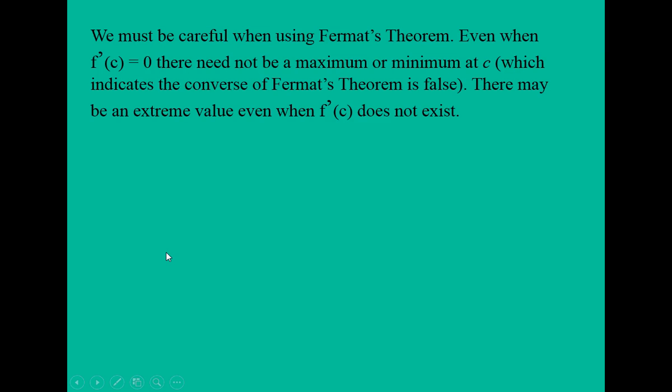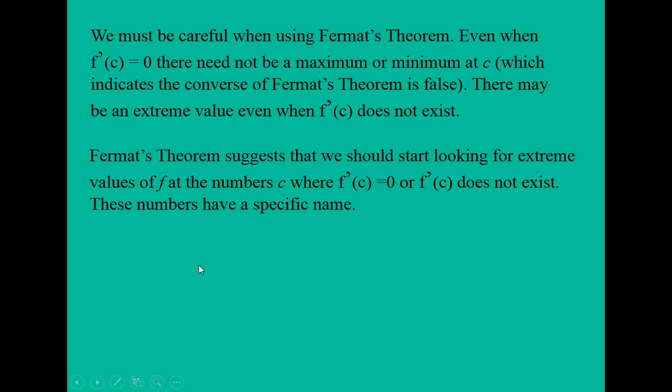We must be careful when using Fermat's theorem. Even when f prime of c equals 0, there need not be a maximum or minimum at c. There may be an extreme value even when f prime of c does not exist, as we saw in the last example. Fermat's theorem suggests that we should start looking for extreme values of f at the numbers c where f prime of c equals 0, or f prime of c does not exist.